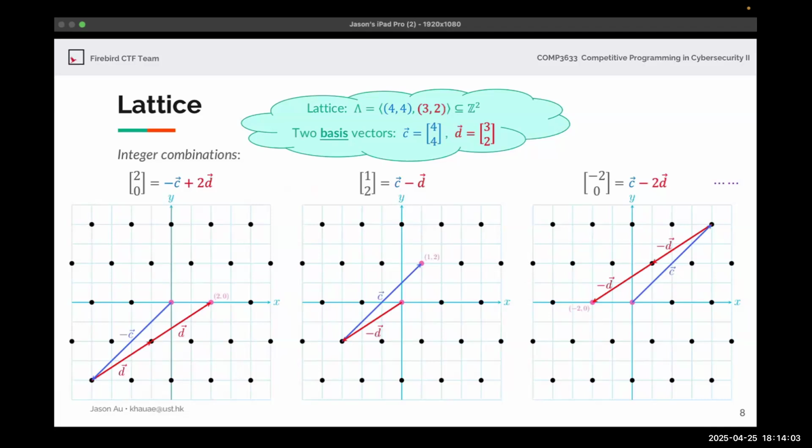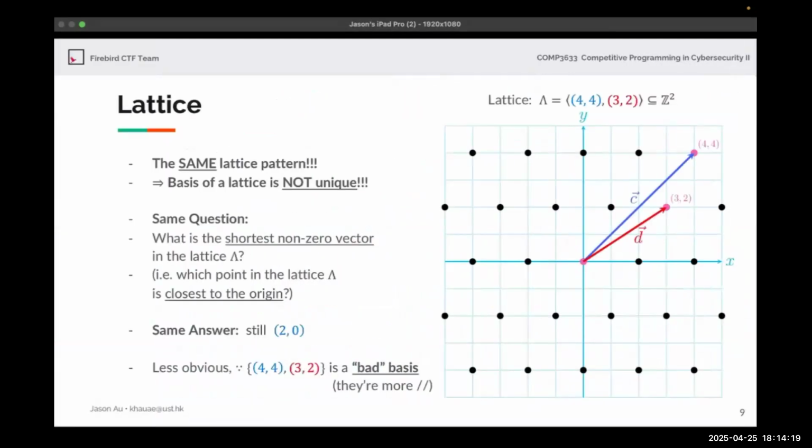So this is some examples. This is negative C plus 2D. This is C minus 1D. And this is minus 2D plus 1C. So you see that actually they form the same lattice pattern, and you can conclude that the basis of a lattice is actually not unique.